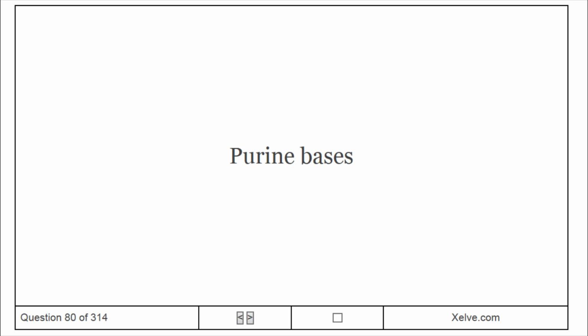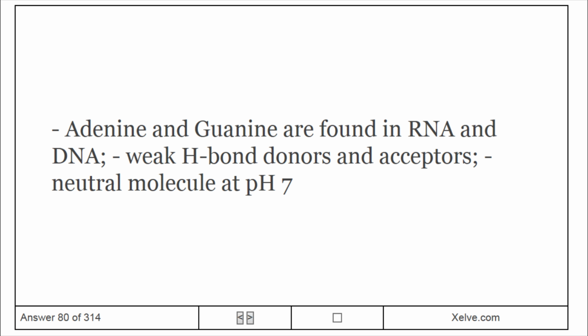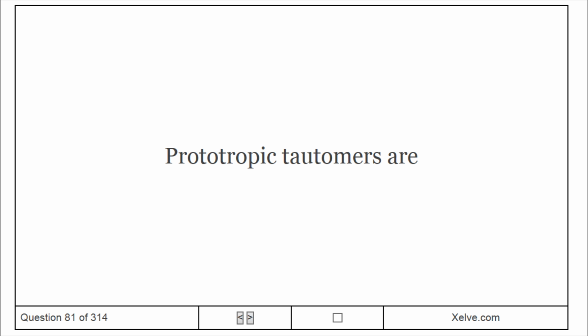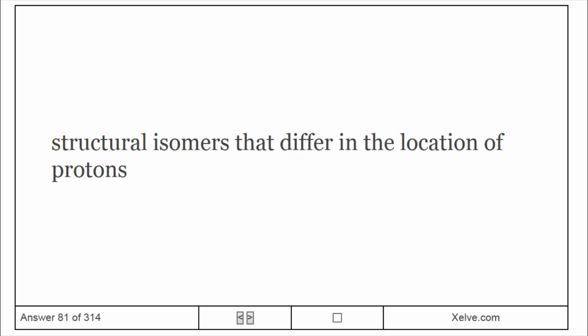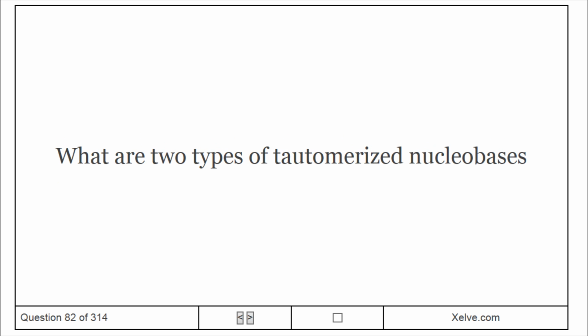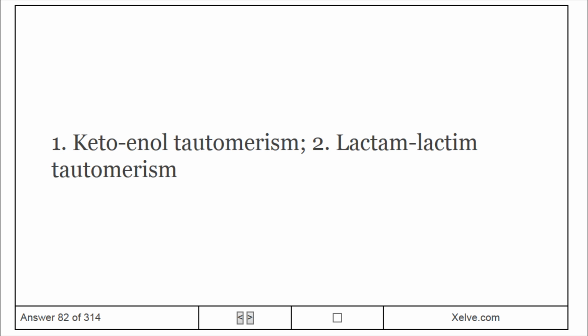Purine bases. Adenine and guanine are found in RNA and DNA, weak H-bond donors and acceptors, neutral molecule at pH 7. Prototropic tautomers are structural isomers that differ in the location of protons. What are 2 types of tautomerized nucleobases? 1. Keto-enol tautomerism, 2. Lactam-lactim.